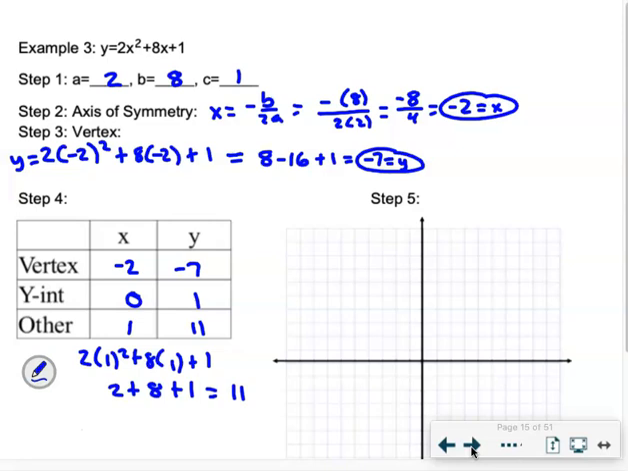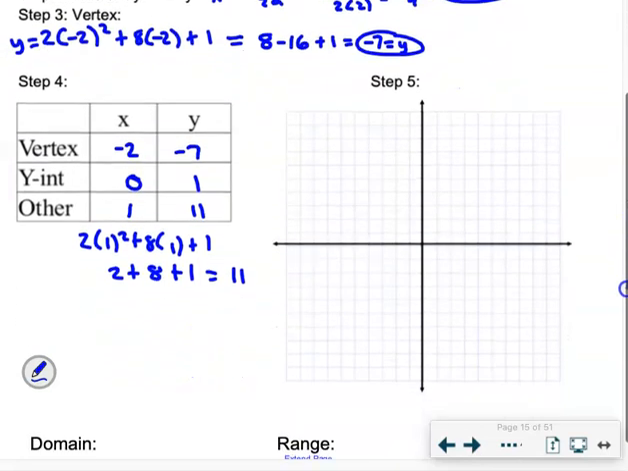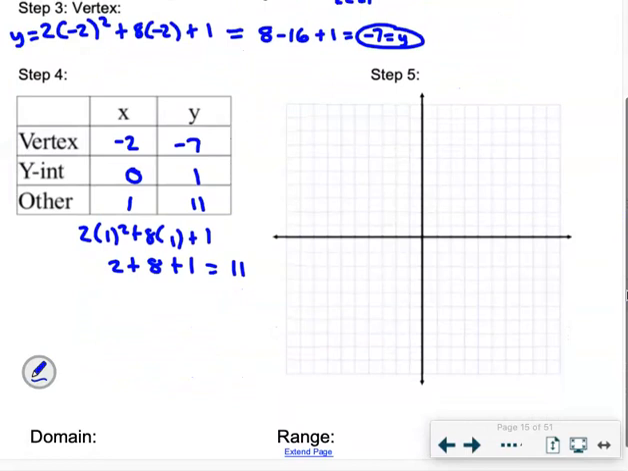All right, so our vertex is down at negative 2, negative 7. Down here, our y-intercept is at 0, 1. And then at 1, we're up at 11, which is just over the top of the graph. Here's our line of symmetry. This point needs to be reflected 2 over. This one up here at 1, 11 is 3 away, so I need to go 3 to the left and put a dot up at 11. And then there's my parabola.